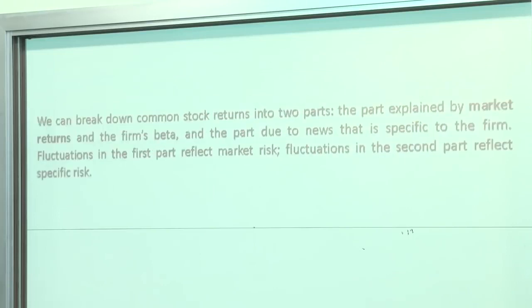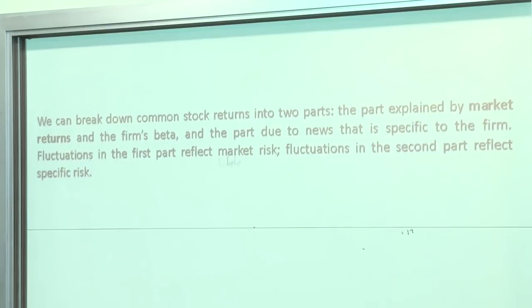So we can break down common stock returns into 2 parts. The part explained by market return, which is measured by a firm's beta, and the other part is due to news that's specific to the firm. The return required for this specific firm, it doesn't exist. We don't require that.